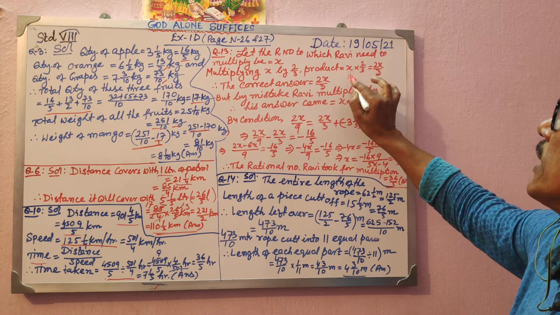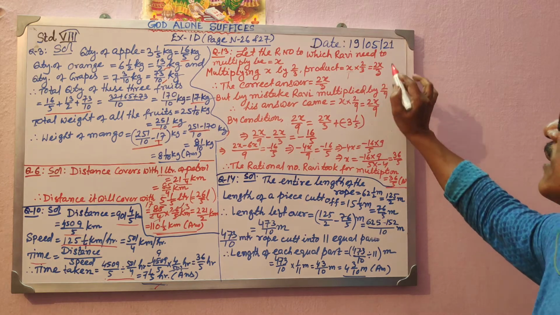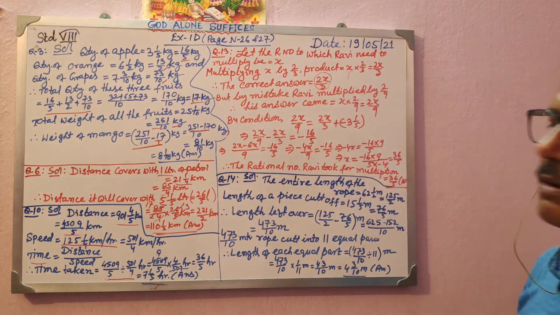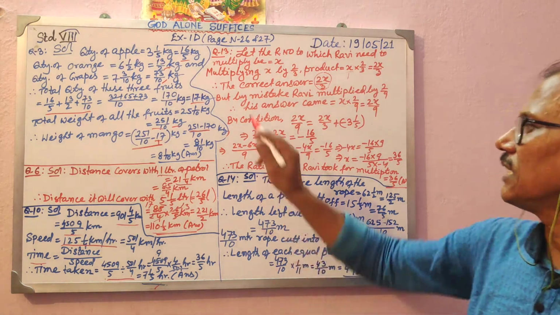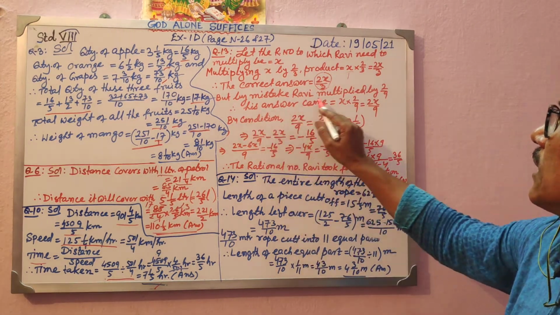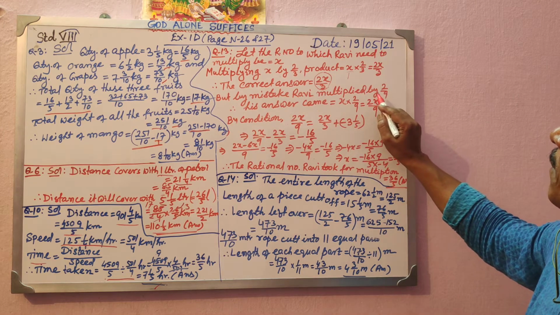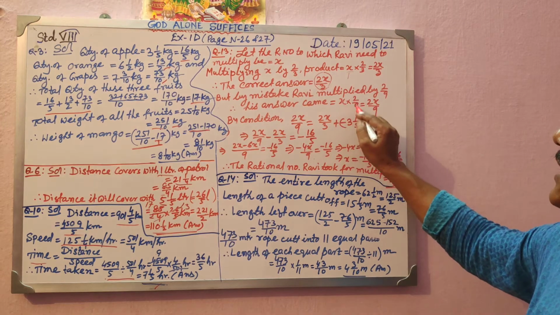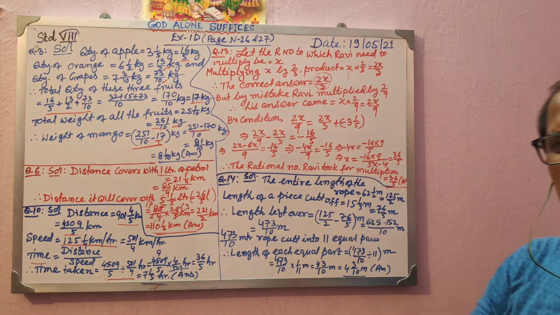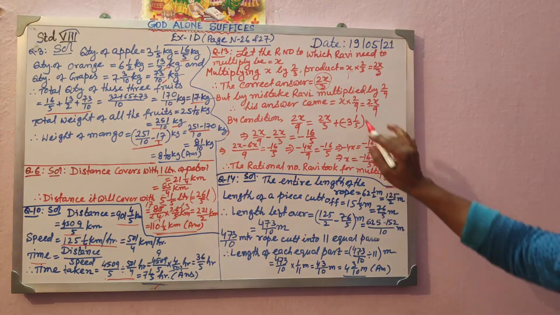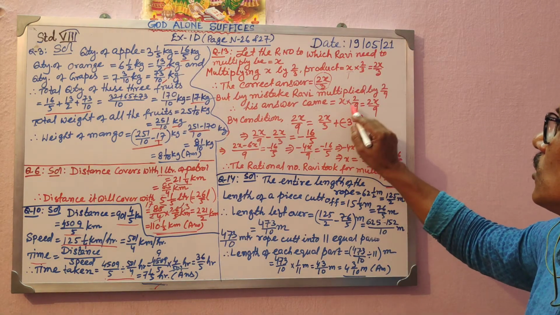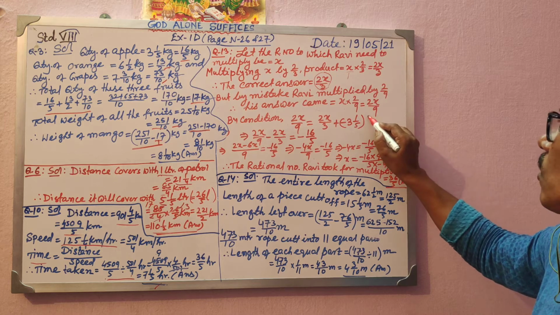x, 2 into x, 3 into 1, 2x by 3. That will actually be the correct answer, 2x by 3. But what did Ravi do by mistake? Ravi multiplied by 2 by 9. So his answer came x into 2 by 9, because he multiplied the same rational number. So x is the rational number you have taken. So x into 2 by 9, 2x by 9. This is the wrong answer.